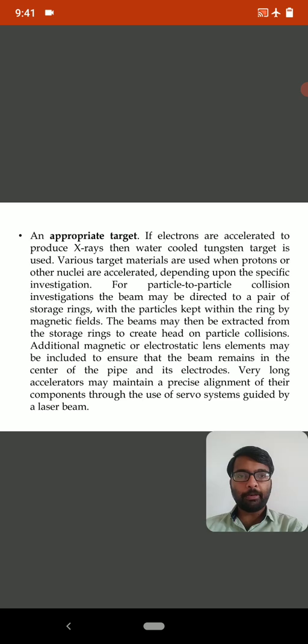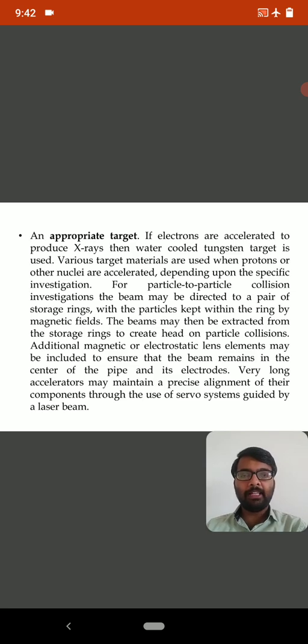So for particle to particle collision, these beams from the LINAC will be directed into the storage rings. These particles will be kept within that ring with the help of magnetic field, and after that the beams inside that storage ring can be extracted to create the particle collision. Additional magnetic or electrostatic lens elements may be included to ensure that the beam remains in the center of the pipe and its electrodes in that storage ring. So these are different types of targets, or we can call them the different applications of this linear accelerator.